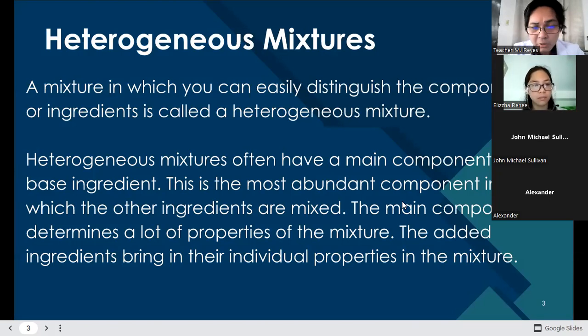What is a heterogeneous mixture then? They often have a main component or base ingredient. This is the most abundant component into which the other ingredients are mixed. The main component determines a lot of the properties of the mixture. The added ingredients bring their individual properties into the mixture. We were supposed to have an experiment with regards to this, but again, if we are allowed to do so, we will do the experiment.